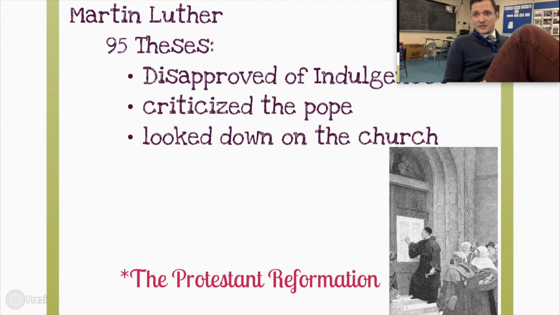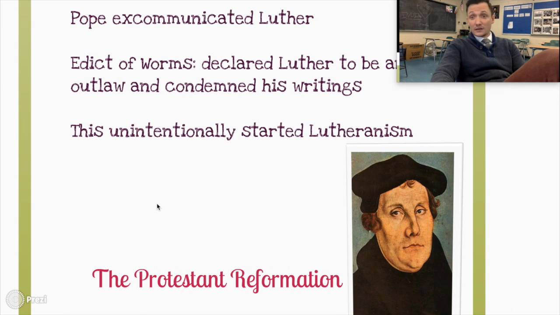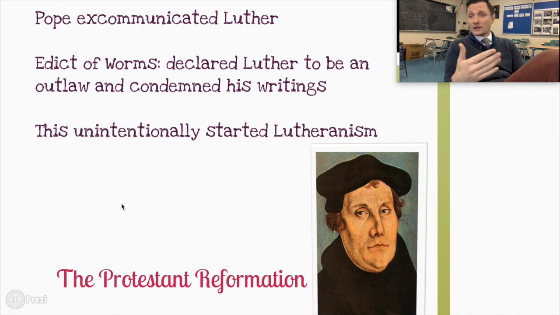So the 95 Theses did certain things. They disapproved of the selling of indulgences. They criticized the Pope. And they looked down on the church for the wrongdoings that they were doing. Okay? So heavy, heavy criticisms of the church. Now, let's keep going. And I know this is moving fast, but just copy it down and then listen, and you'll be fine. Don't worry. I just don't want to take up too much of your time.